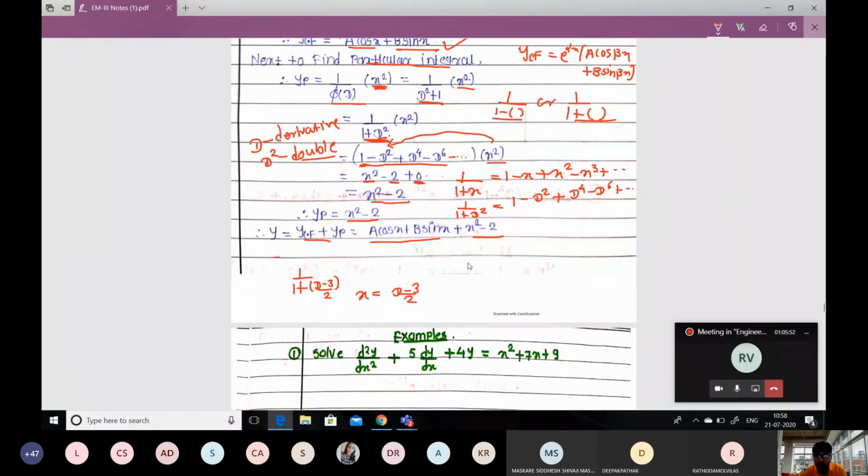Understand? If you have something like 1 upon 1 plus d, then simply you can put x is equal to d in that formula. If you have 1 upon 1 minus d square, this is already in standard form. So in this case, you just replace the x term by d square. Just put the value, and there are only two formulas, 1 upon 1 minus x and 1 upon 1 plus x. Understand?